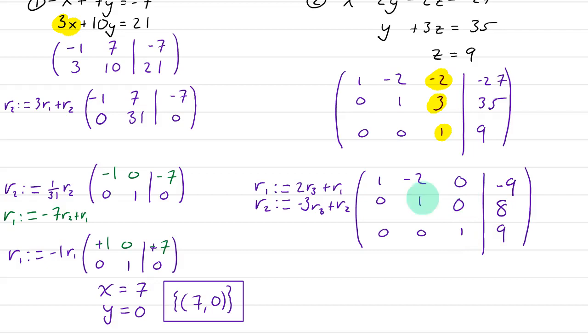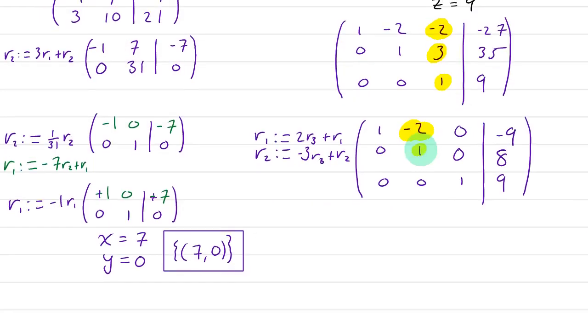The next thing we need to do is use this 1 to eliminate this negative 2 here. In order to do that, we just need to do one more row operation, replacing row 1 with 2 times row 2 plus row 1. That makes this look like, let's see, 2 times 0 plus 1 is still 1. 2 times 1 plus negative 2 is 0. 0 plus 2 times 0 is 0. And 2 times 8 plus negative 9 is 7.